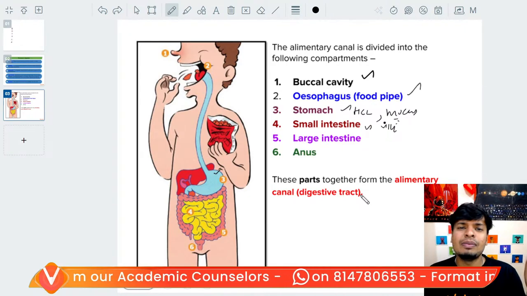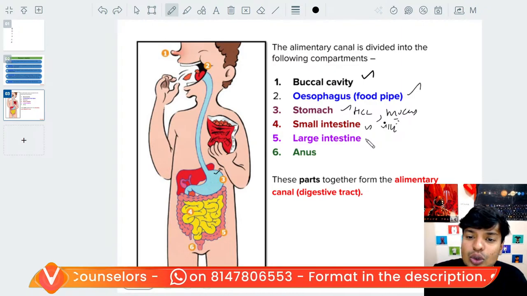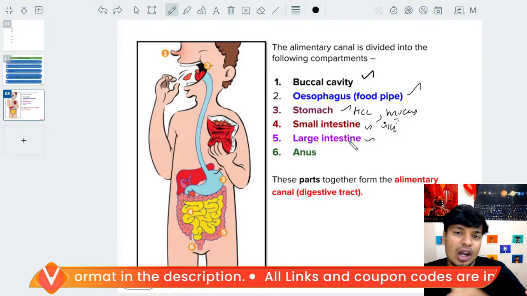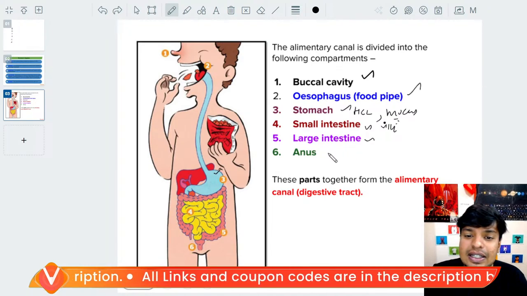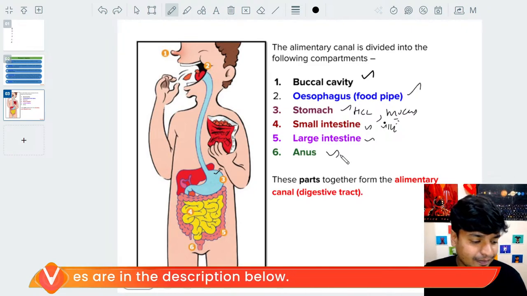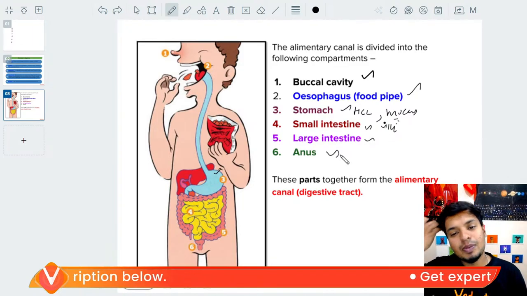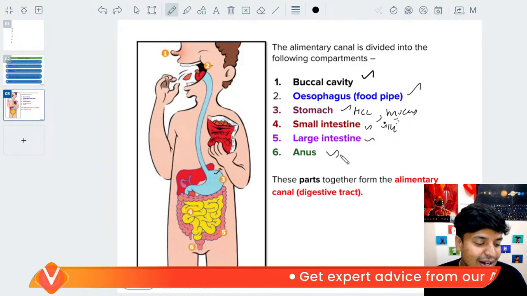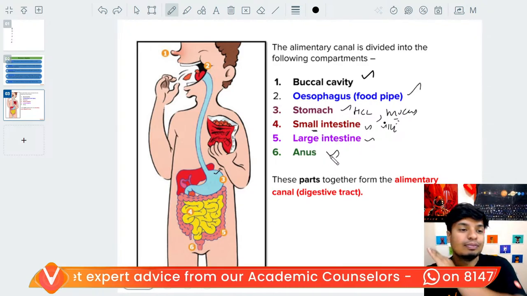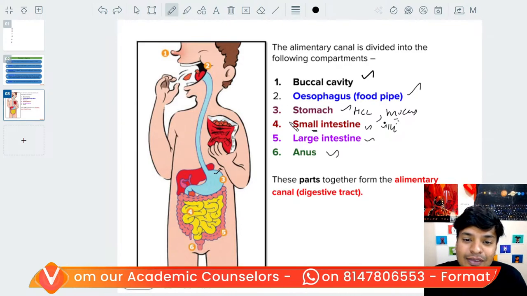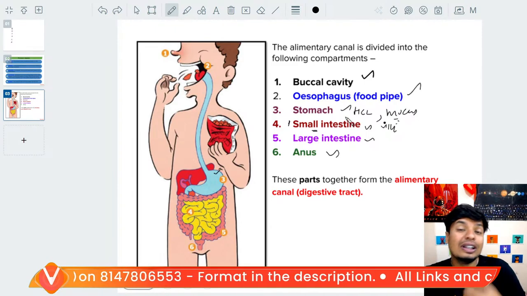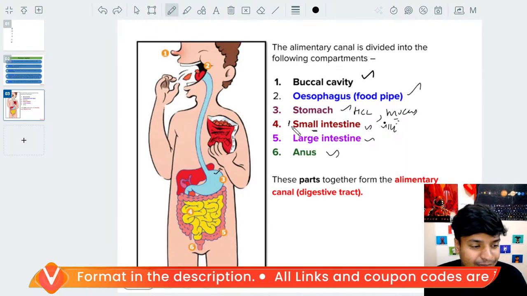Then whatever is remaining, all the solid waste, is pushed into the large intestine. In the large intestine, the remaining water and any salt is all absorbed. Then it is thrown out of the body using the anus or rectum. All the solid waste, that's basically your poo-poo. Got it, guys? But remember, complete digestion happens in the small intestine only. Complete digestion. So these are the different parts which form the alimentary canal or the digestive tract in humans.